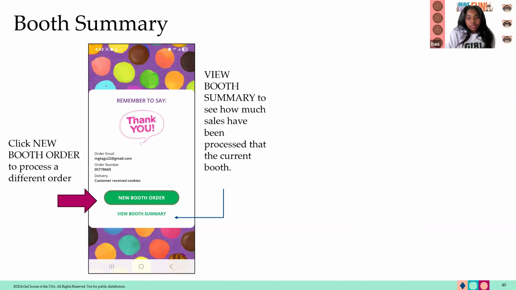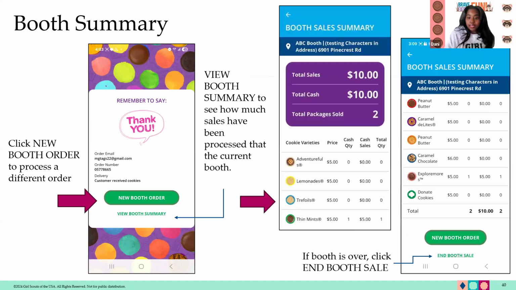On the Girl Scout's phone, when the order is complete, no matter which payment type, the confirmation screen will appear. Be sure to wait for that screen before handing the cookies to the customer. The Girl Scout can select New Booth Order to take another order at the same booth, or View Booth Summary. When the Girl Scout selects View Booth Summary, she can see how many packages have been sold at the booth and how much money has been collected. If the booth is over, she can end the booth sale.